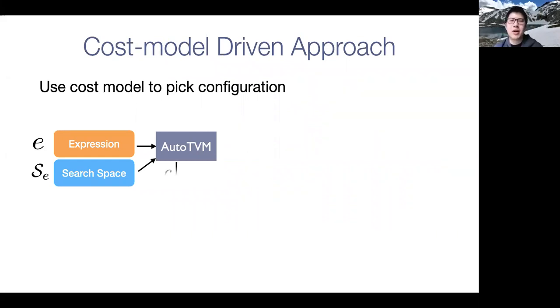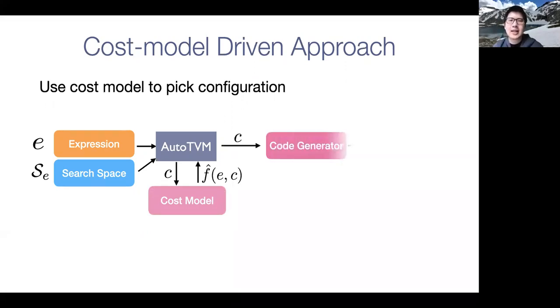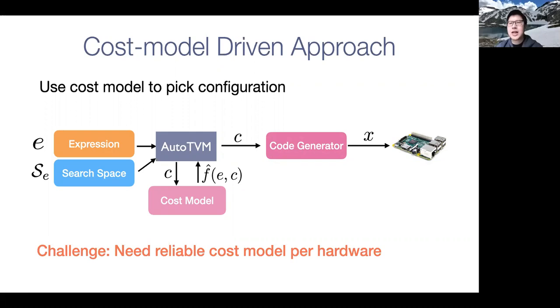Alternatively, we can try a more cost model driven approach. The idea is we borrow conventional wisdom from the database community to define an approximate cost model called F hat that gives you the approximate cost for a given configuration. Then we pick the best configuration to send to the target hardware. Of course, the challenge here is we need to define a reliable cost model for each kind of hardware. Modern hardware is very, very complicated. Go and talk to your computer architecture friend. They will tell you it's really hard to design a reliable cost model for the new hardware that is available.